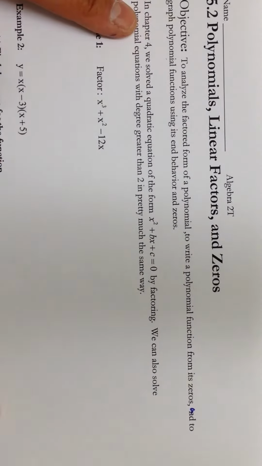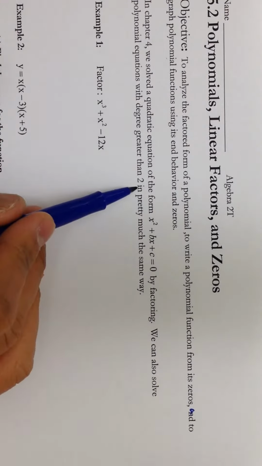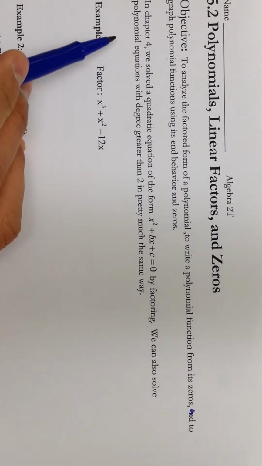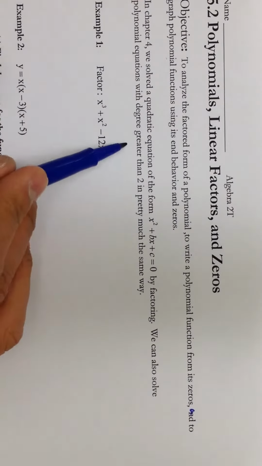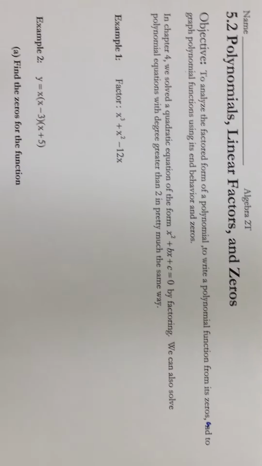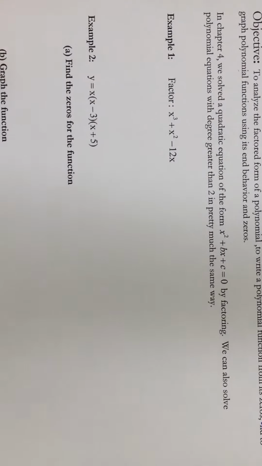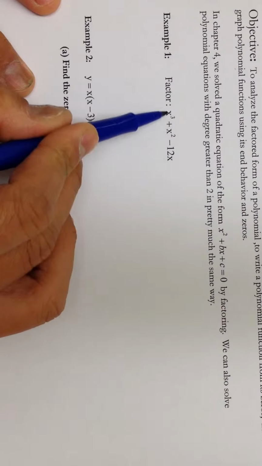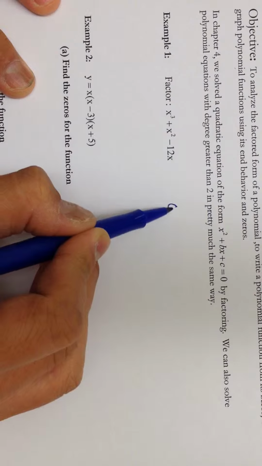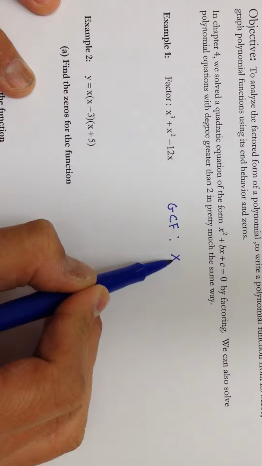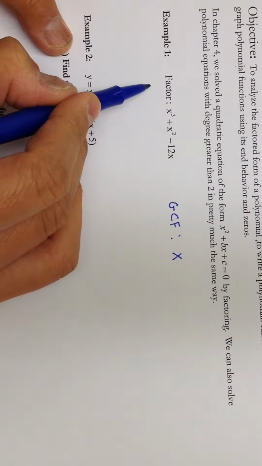Recall that in chapter 4 we solved quadratic equations of these forms by factoring. It turns out that we can also solve polynomial equations with any degree greater than 2 pretty much in the same way. So first, we need to review how to factor a polynomial. When factoring a polynomial, the first thing you want to look for is the GCF. Looking at these three terms, the GCF would be x. The first thing you do is factor out an x.